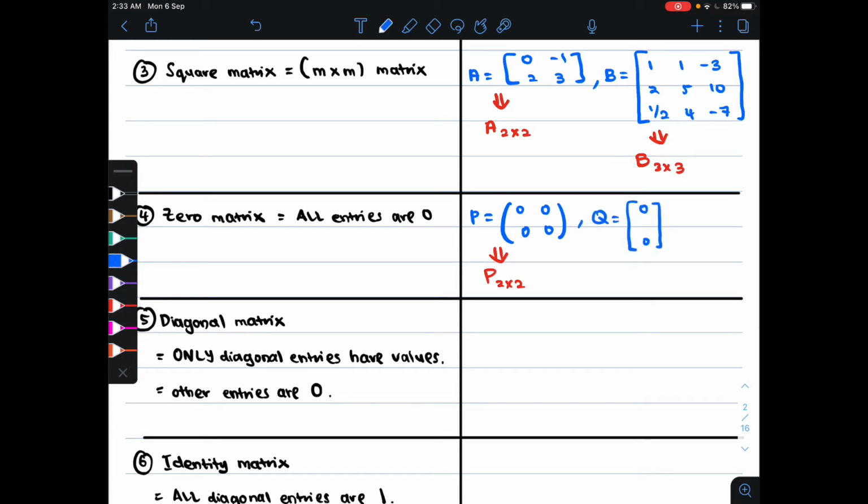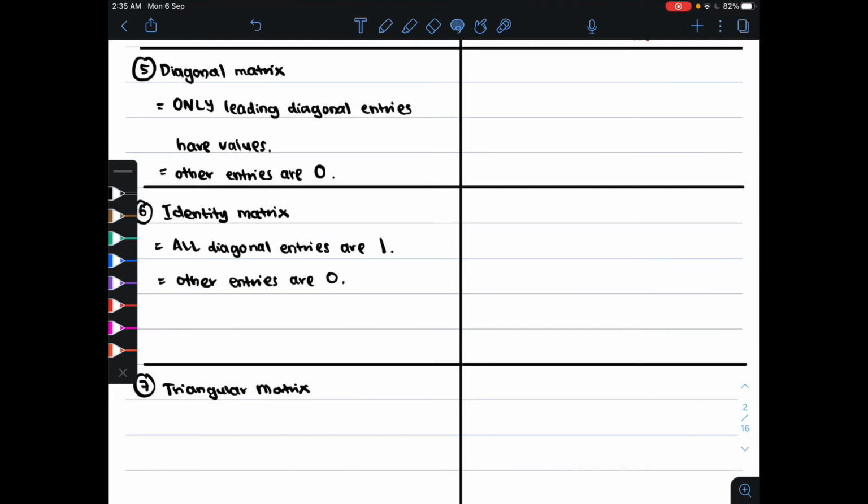We can also have something that looks like matrix Q. So in this case, it is only 0, 0. And since it has 2 rows and 1 column, so this is matrix Q, a 2 by 1 matrix.